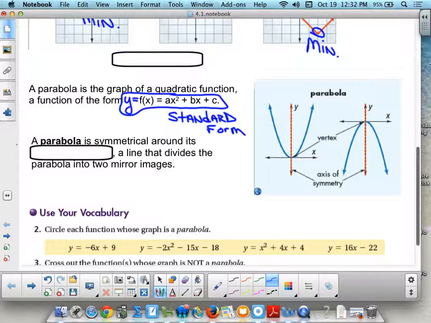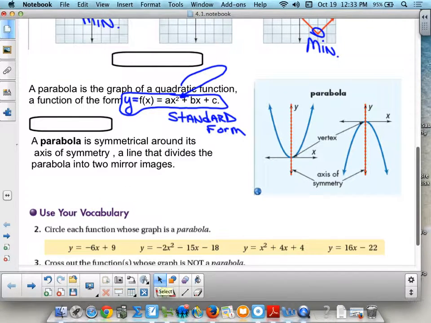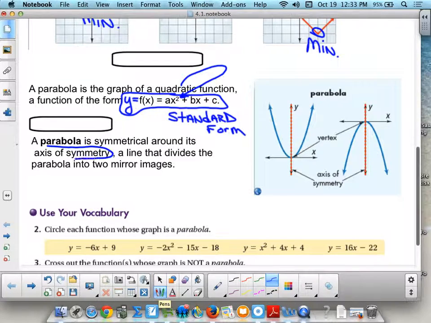Now, what's a dead giveaway that it's a parabola or a quadratic? The square. Yep, right here. This is why it's quadratic. It's quadratic because of this little 2. Once you see that x squared, you have a quadratic. You have a parabola. A parabola is symmetrical around its axis of symmetry, a line that divides the parabola into 2 mirror images. So you can just find a point on the left, mirror it over on the right. This is what we're symmetrical around.